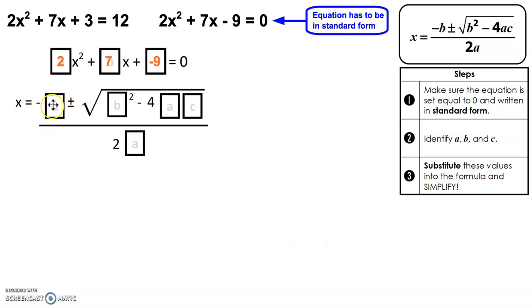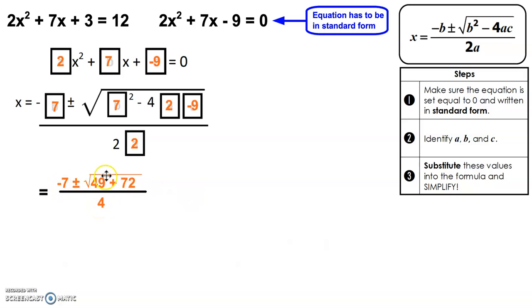So I have negative b plus or minus the square root of b squared minus 4 times a times c all over 2a. All right, now I'm ready to start simplifying. I have a negative of 7, so that becomes negative 7. Plus or minus 7 squared is 49. And negative 4 times 2 times negative 9 becomes 72. Over 2 times 2, which is 4.